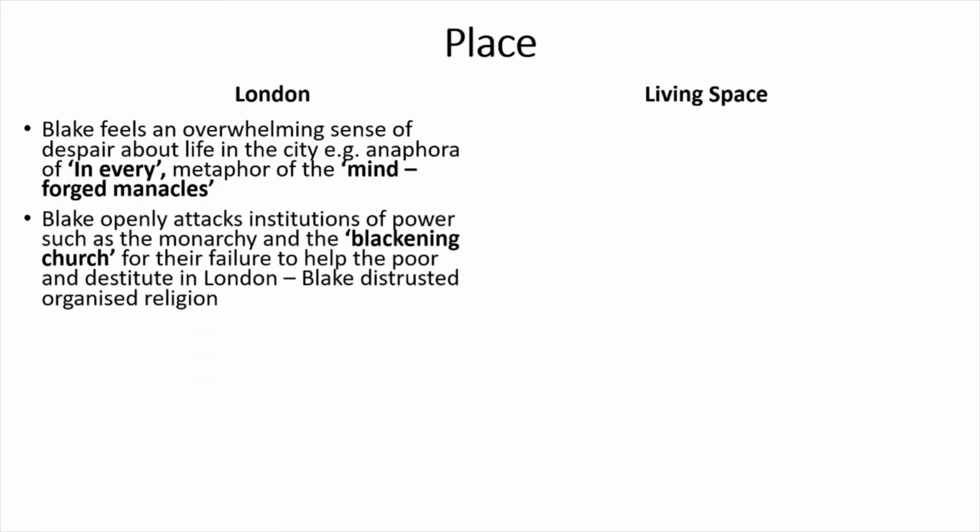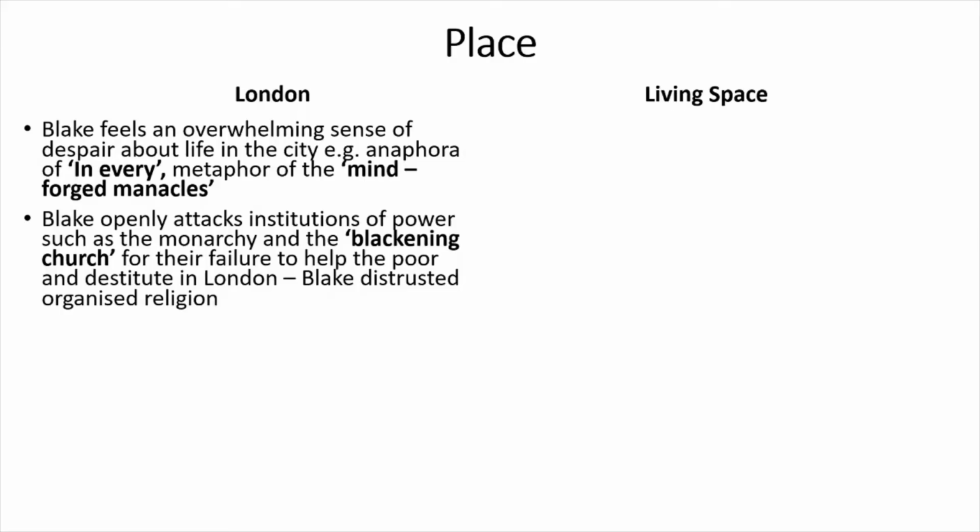Blake openly attacks institutions of power such as the monarchy and the blackening church for what he deemed as their failure to look after the poor and the destitute of London. Okay, Blake himself was religious, but he was very unorthodox in his beliefs, and he distrusted organised religion. He viewed organised religion as a corrupt force. So this image of the blackening church is a really important one when we think about place and when we think about these buildings as representing these institutions of power.